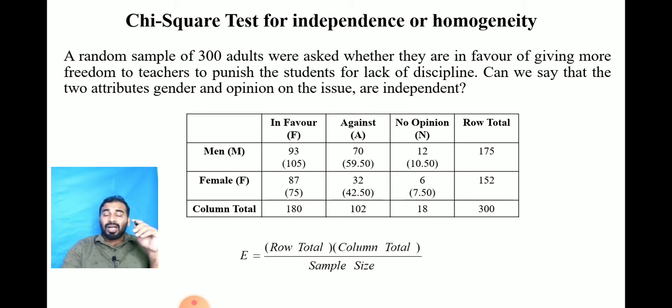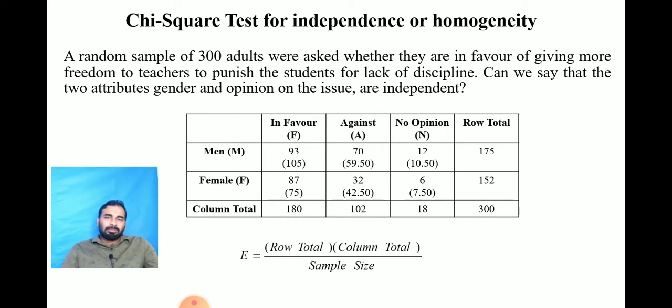A random sample of 300 adults was asked whether they are in favor of giving more freedom to teachers to punish students for lacking discipline. Whether you are in favor or against giving teachers the freedom to punish students. Can we say that the two attributes, gender and opinion on the issue, are independent? Here we are collecting the data from people, and there may be gender differences.